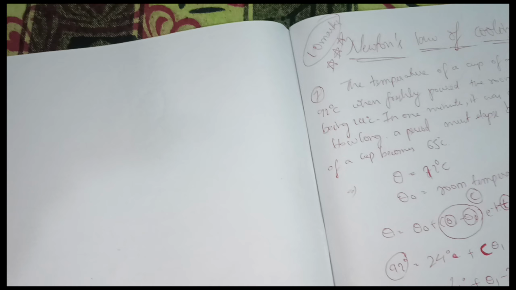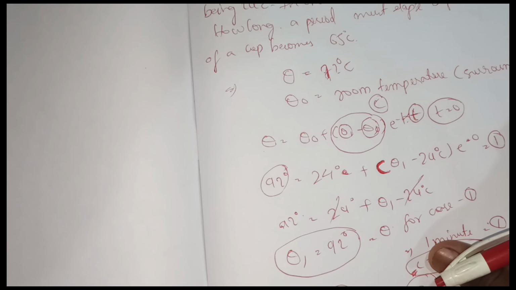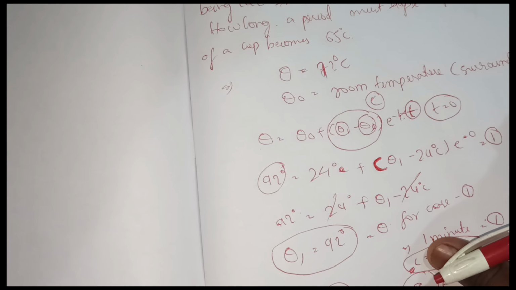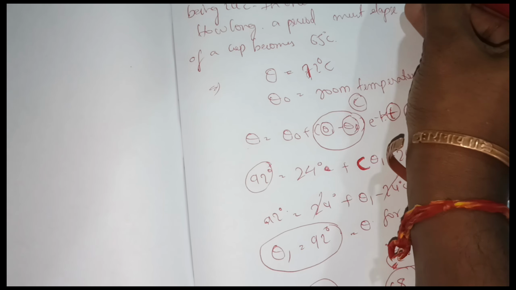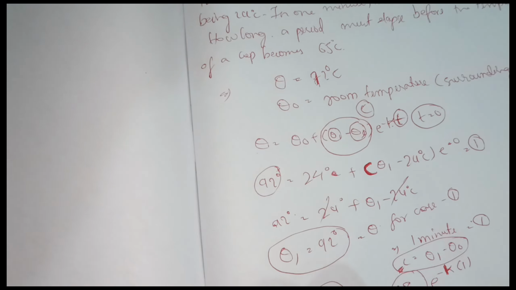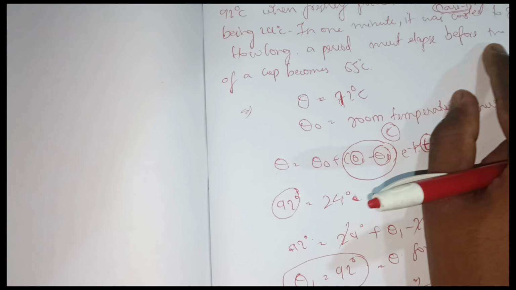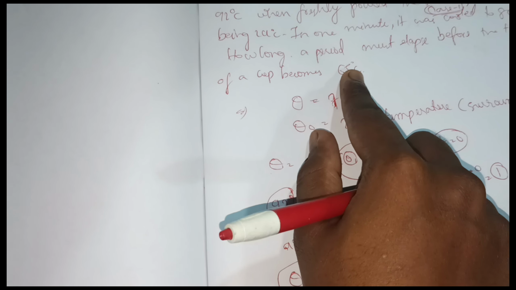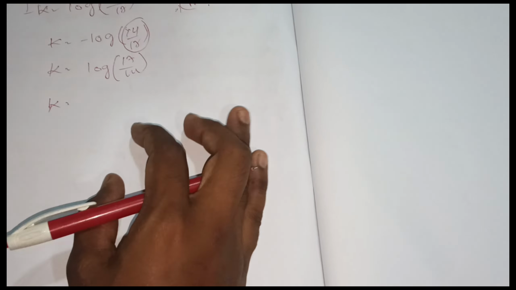Next we should find how long it takes, in 1 minute it was cooled to 80 degrees. This is the second case, or second property, of the given question. So how long a period must elapse before the temperature of the cup becomes 65 degrees centigrade? For 65 degrees centigrade, they are asking what the time elapsed will be.